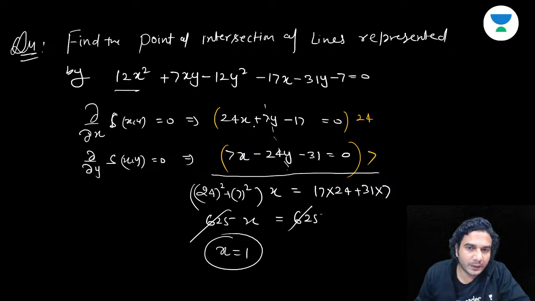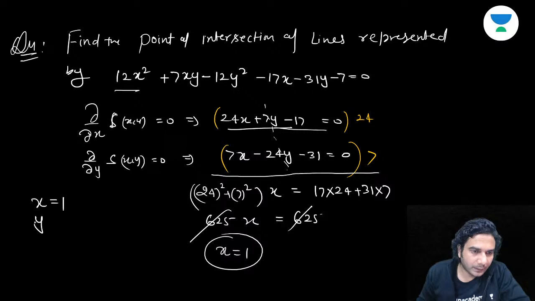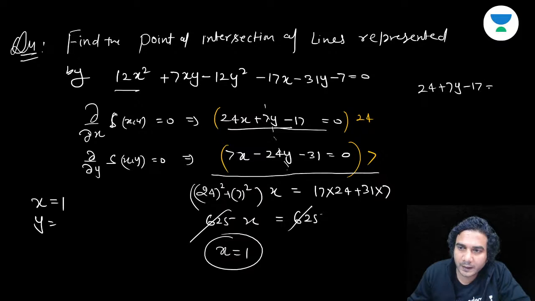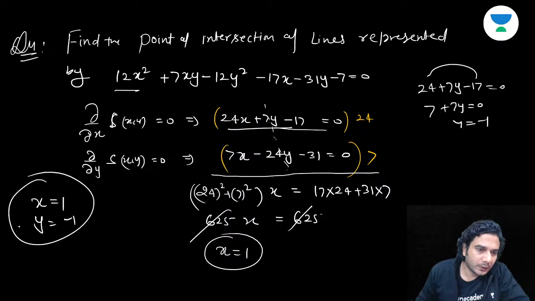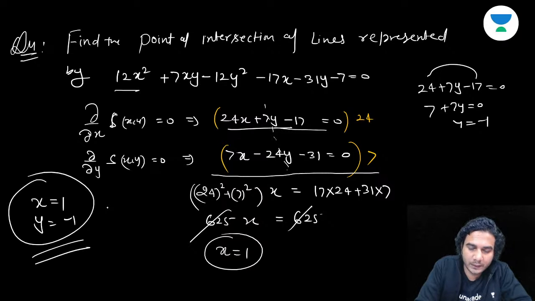If you put x is equal to 1 in any one of the equations, put it in this one, so this will give you 24 plus 7y minus 17 is equal to 0. So this is basically 7 plus 7y is equal to 0. So y is equal to minus 1. Now you got the method to find the point of intersection of the lines represented by the curve, right?